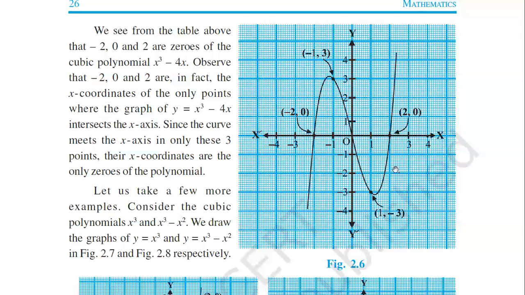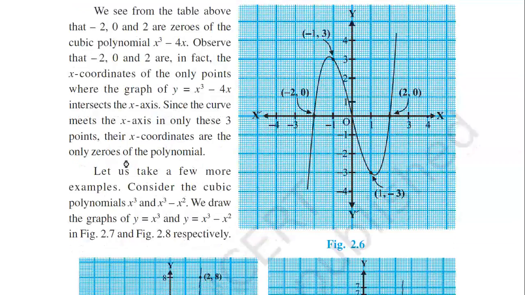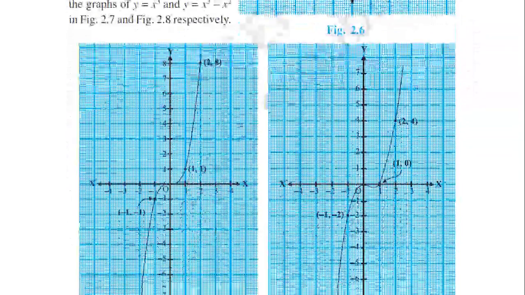Here you will get three zeros. This is the first zero, the first intersecting point, the second intersection point, and this is the third intersection point. So you can get three zeros here, and it is written here: the x-axis in only 3 points. This is so easy.